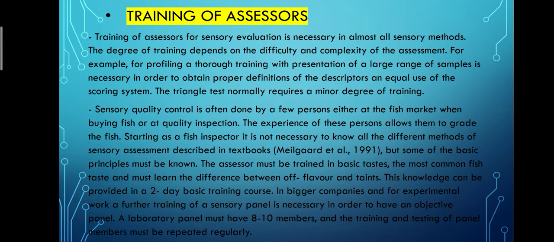Sensory quality control is often done by a few persons either at the fish market when buying fish or at quality inspection. The experience of these persons allows them to grade the fish. Starting as a fish inspector, it is not necessary to know all the different methods of sensory assessment described in these textbooks, but some of the basic principles must be known. The assessor must be trained in basic tastes, the most common fish taste, and must learn the difference between off-flavor and taints. This knowledge can be provided in a 2-day basic training course.